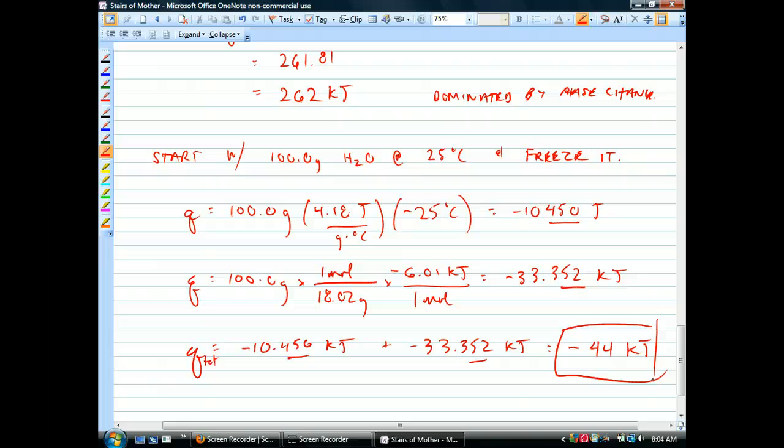This is just a 2-step problem. The last one was a 3-step. You could go as much as 5 steps. That is, if you start, say, with cold ice, warm up the ice, melt it, turn it to water, warm up the water, boil, vaporize it, and then warm up the steam. That's 5 steps. You'd have to add them all together.